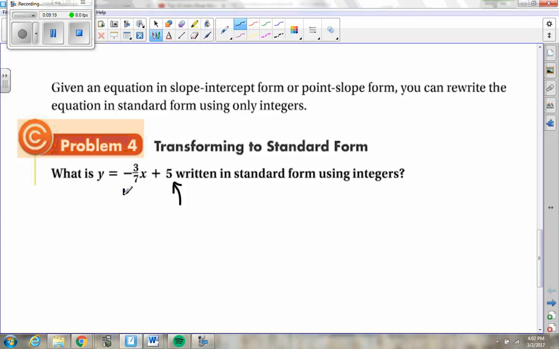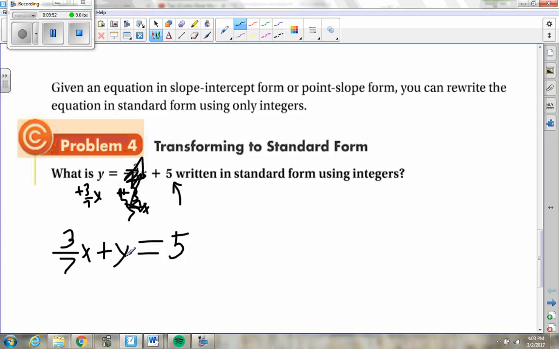And to get rid of a minus 3/7 x, I'm going to add 3/7 x over to this side. Again, on this side, that goes away. Not there anymore. So all that's left on the other side of my equal sign now is a 5. On the left side of my equal sign, I have 3/7 x. I usually write my x piece first, but it doesn't really matter. Plus a y. That's all I had here before was just a y, so that's all I have now. 3/7 x plus y.